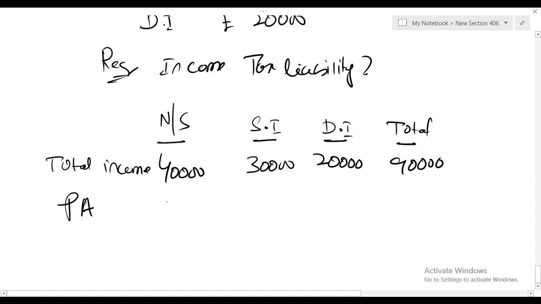Personal allowance 12,570. Actually, first we deduct personal allowance from non-saving income. Okay. In ATX, there comes a situation where we change this personal allowance allocation as well. I'll be discussing that also in the coming videos. Don't worry. Inshallah.